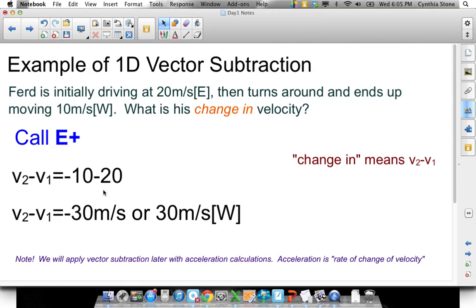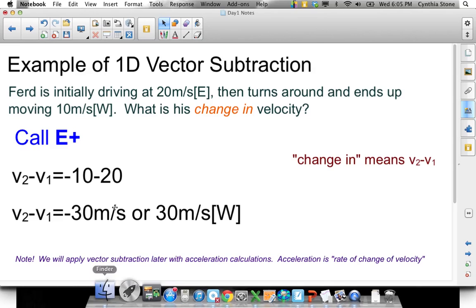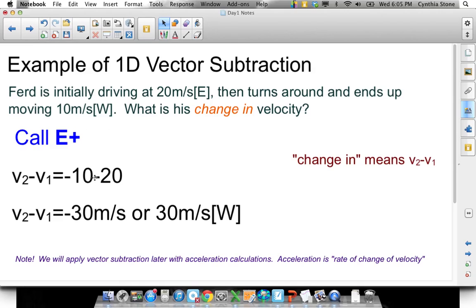East is the positive, so that just goes minus 10. So V2 minus V1 is minus 30. And just to think about what makes sense: if he's starting going 20 meters per second east, he ends up going 10 meters per second west. What's the change? Well, it changes a full 30 meters per second in the west direction. It's kind of more logical without even doing the math, but you have to understand the idea of applying a positive or negative sign, calling something positive, and doing the calculation.